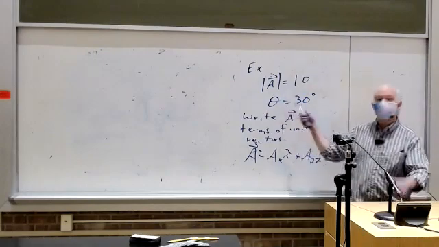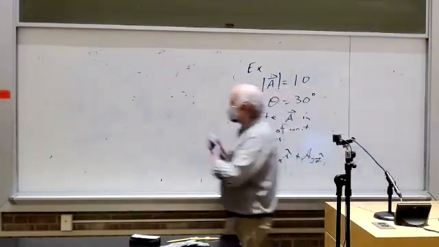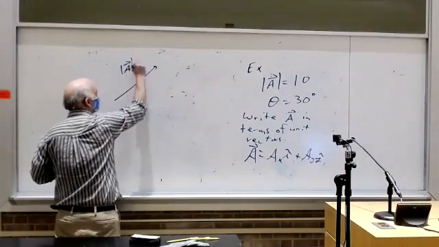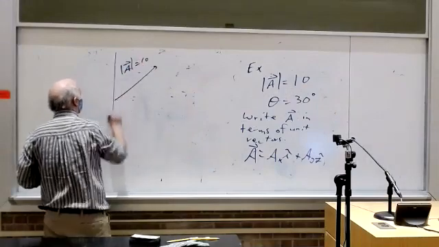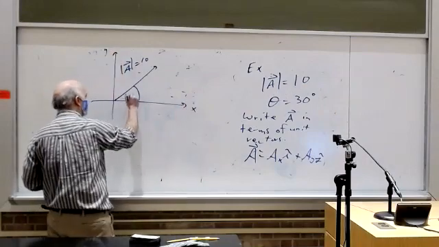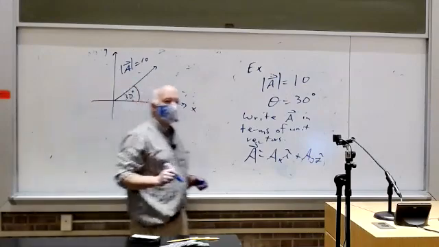So if somebody gives you this, you draw that picture. Come over here. Here's a vector like this. The length of this fellow is 10. Here's my y-axis, here's my x-axis, and I know that this angle here is 30 degrees. Always draw your picture.